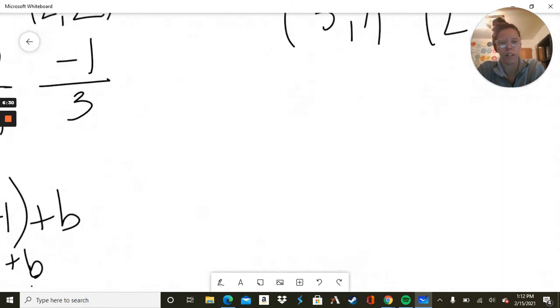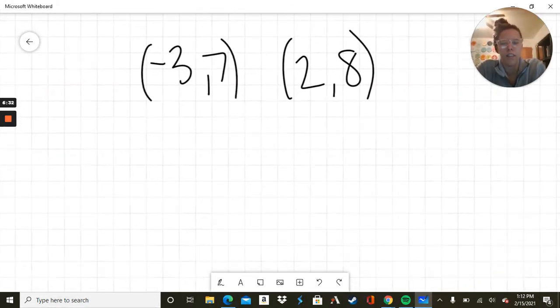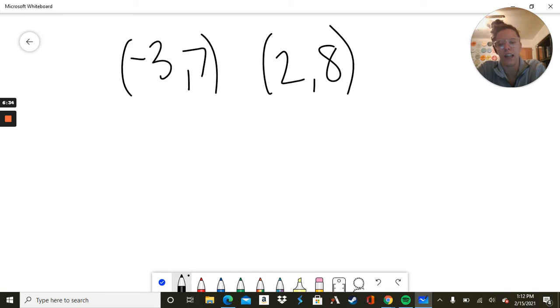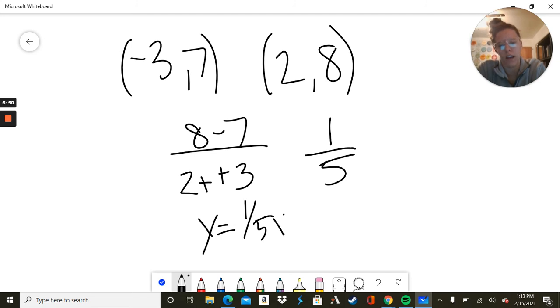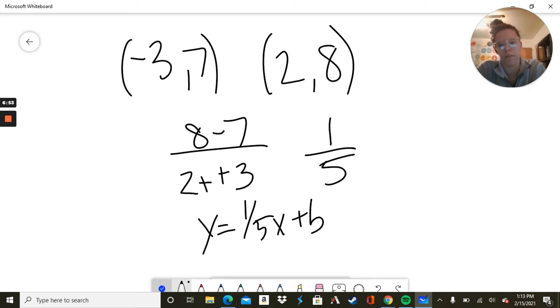Okay, next one, (-3, 7) and (2, 8). So we take 8 minus 7 over 2 minus a negative 3. So again, these will be added. 8 minus 7 is 1. 2 plus 3 is 5. So y equals 1/5 x plus b.